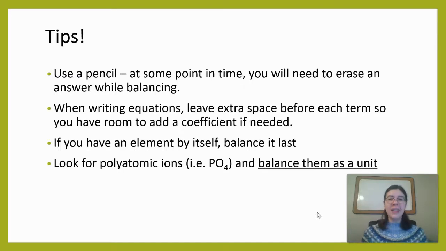Next, you want to look for polyatomic ions. So if you have something like phosphate, PO4 in your compound, you can treat it as one unit or one element and kind of balance it together. So that saves you some time instead of separating it out into the phosphorus and the oxygen.